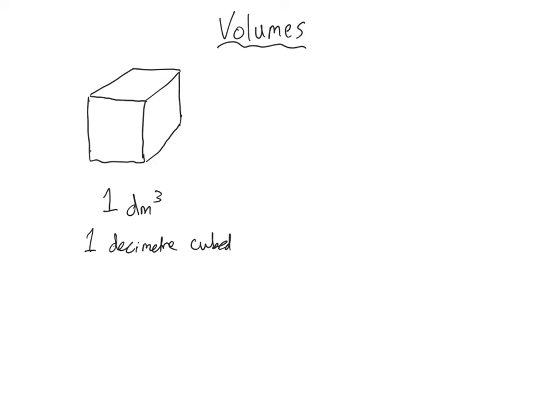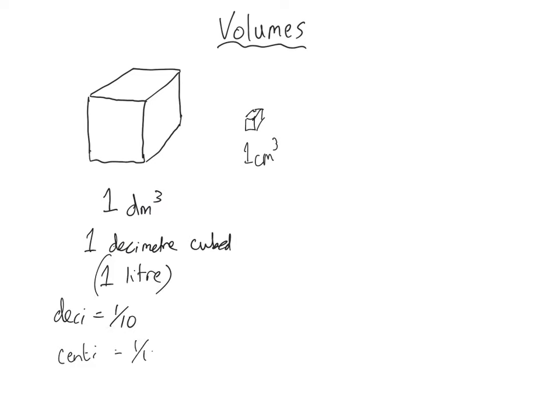Now, what a decimeter cubed is in day-to-day talk, it's actually 1 litre of space, but in chemistry we need to call it a decimeter cubed, and deci means 1/10 of something. More commonly day-to-day we might use the word centimetres or cubic centimetres or centimetres cubed. Those are much smaller volumes, so this would be 1 cubic centimetre on here. And so a centi is 1/100th of something.